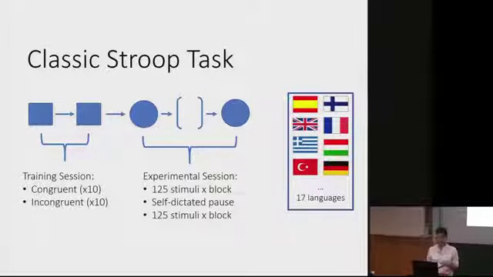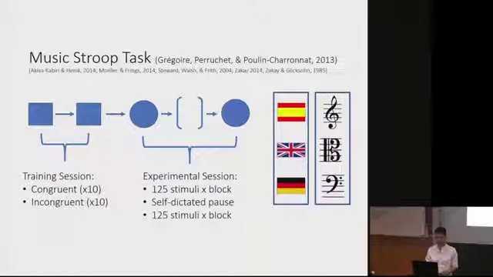And we also designed a Stroop task for each mother tongue of every participant that we had in the study, so that we could have very familiar stimuli for every one of them. The music Stroop task, on the other hand, was a design followed very closely from Grégoire, Perruchet and Poulin-Charonnat, among others that have in the past done some music Stroop tasks. And it had a parallel structure to the classic Stroop task, where we had a training session and experimental sessions. And then we also took into account the musical background of every participant.